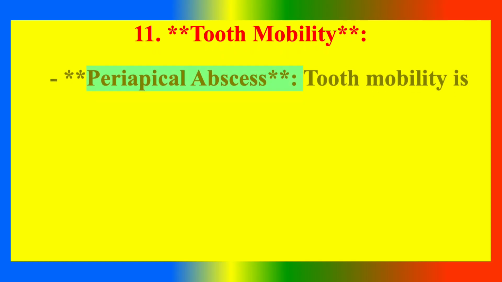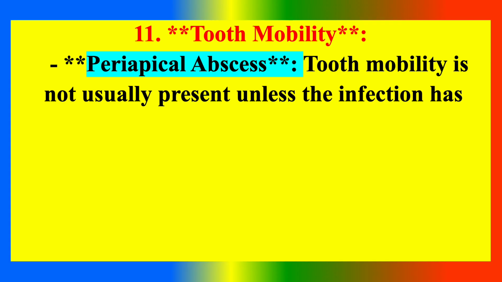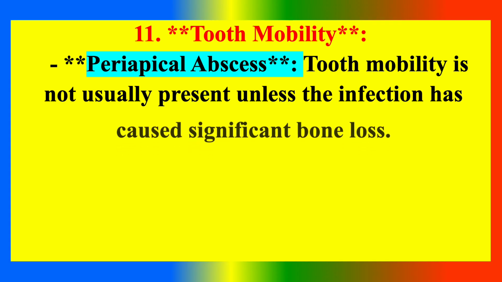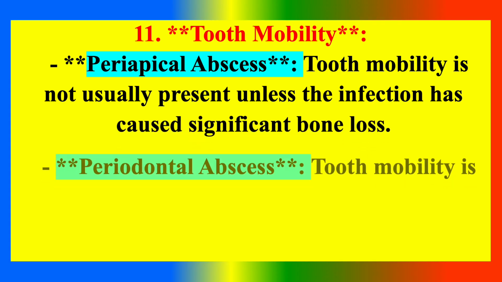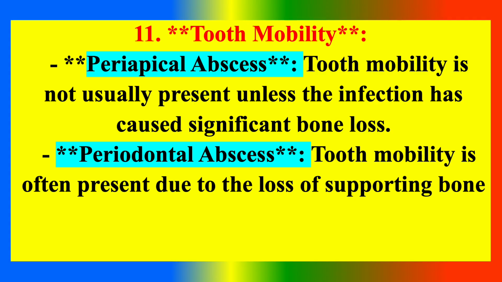Eleven, tooth mobility. Periapical abscess: tooth mobility is not usually present unless the infection has caused significant bone loss. Periodontal abscess: tooth mobility is often present due to the loss of supporting bone and tissue.